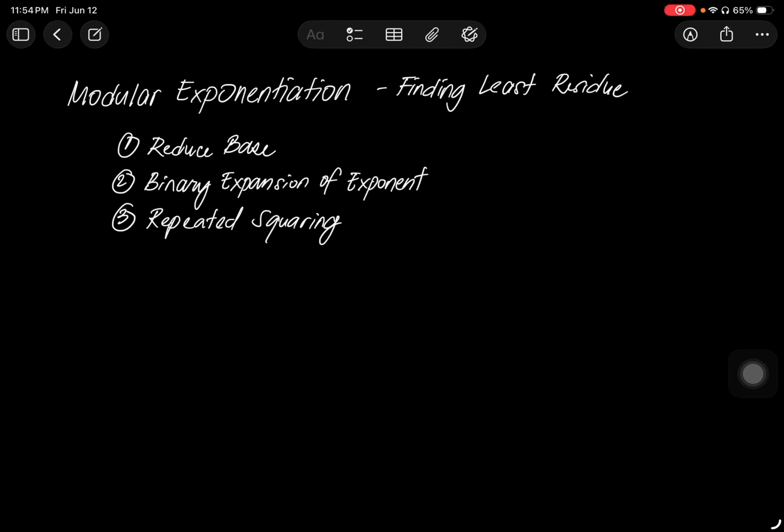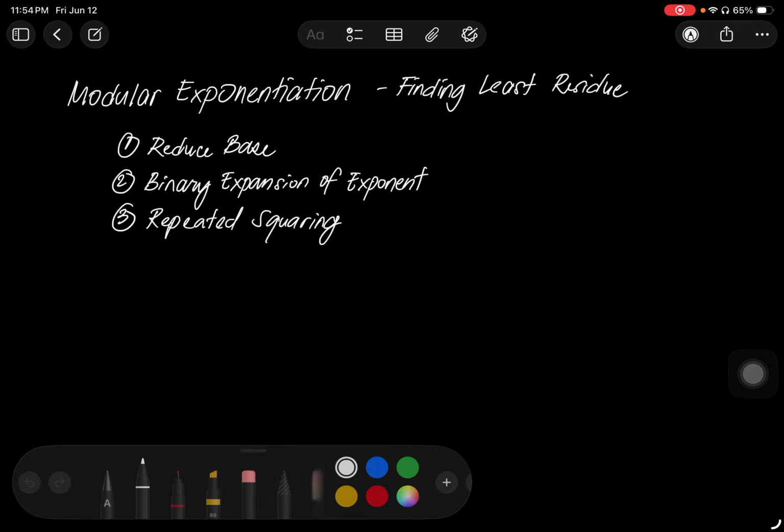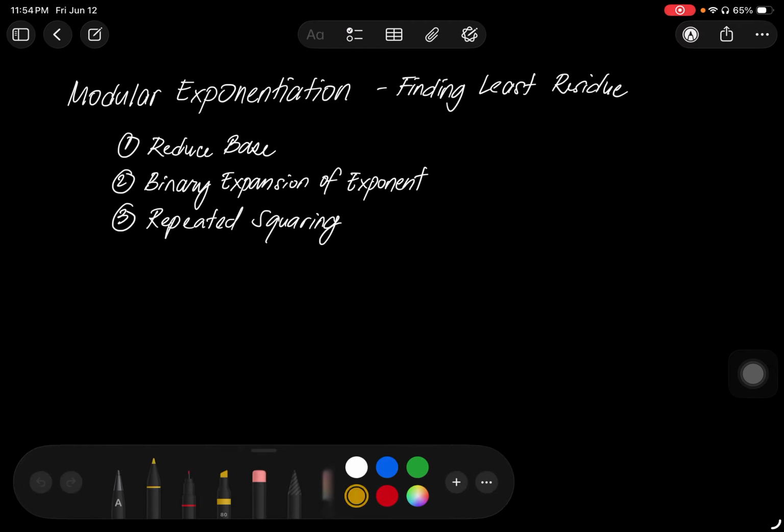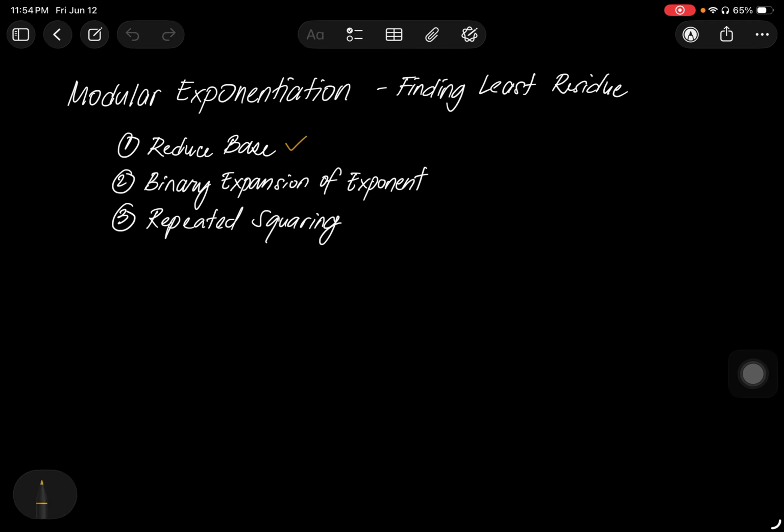Okay, so hello everyone. For today, we will be finding the least residue in a modular exponentiation, and we will discuss three strategies. For this one, we'll start with the reduce base. Before we start, we need to, of course, discuss the property that we can use for this one.